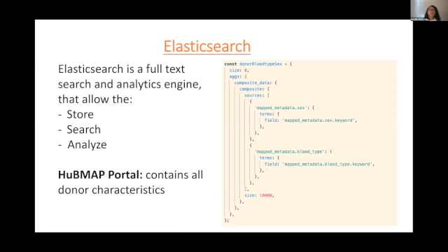So in order to access the information in the metadata, we need to use Elasticsearch. Elasticsearch is a full text search and analytics engine that allows you to store, search, and analyze a big volume of data. All the data that contains all the donor characteristics is stored in the HuBMAP portal UI. It can only be accessed through Elasticsearch. On the right, you can see an Elasticsearch query that allowed me to access the blood type and sex. With this type of query, I was able to create tables and graphs.